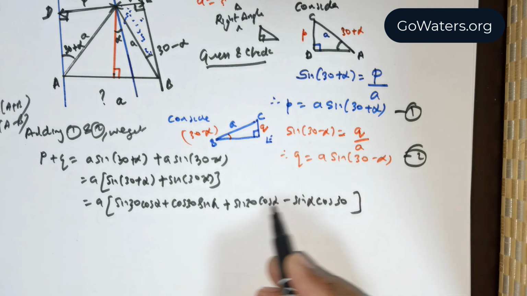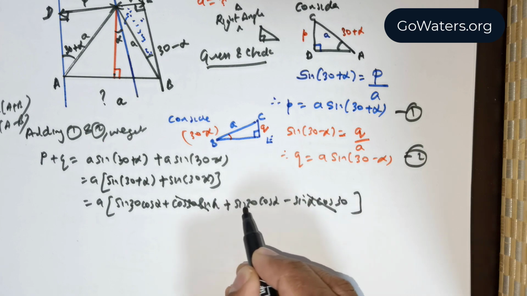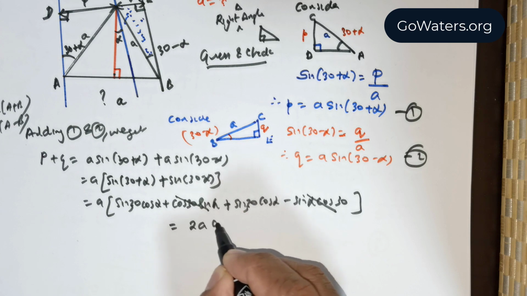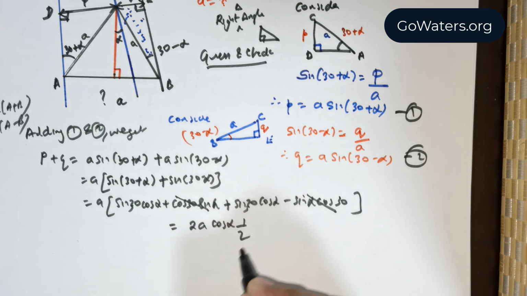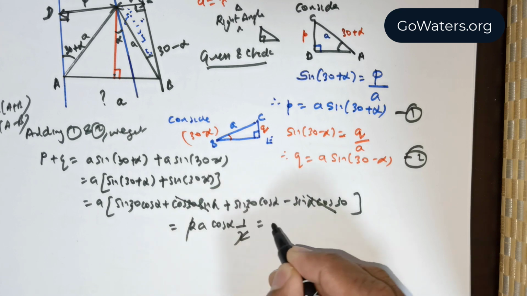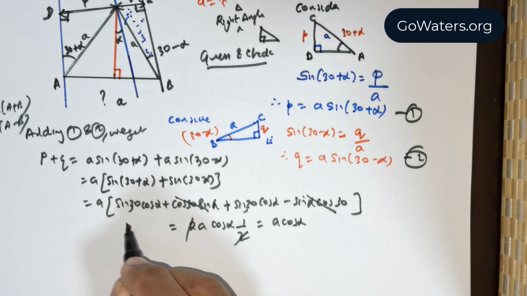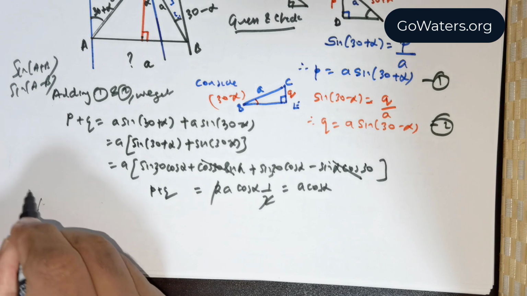Cos 30 sin alpha and cos 30 sin alpha can be cancelled. Now you've got sin 30 cos alpha, sin 30 cos alpha. So that's going to be 2A cos alpha sin 30. Sin 30 is 1/2, so 2 and 2 can be cancelled, giving me A cos alpha. So what is this? This is nothing but P + Q. Having got that value for P + Q, let me now consider P - Q.